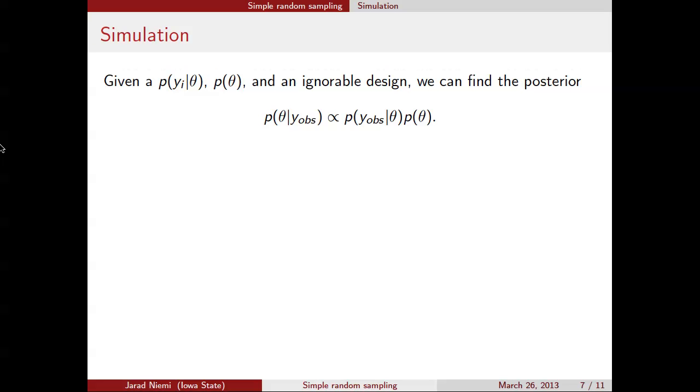For this particular simulation approach, you need to specify a distribution for your data conditional on some parameter, and then specify a prior for that parameter. Because the design is ignorable, we can estimate the posterior distribution of that parameter using only the data that we actually observed. If it was not ignorable, then we could not do that.